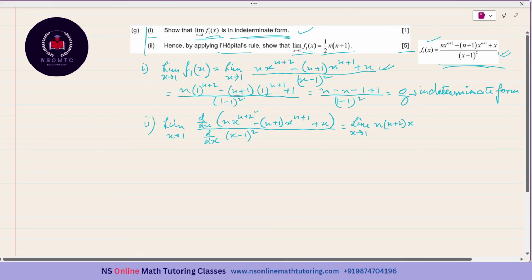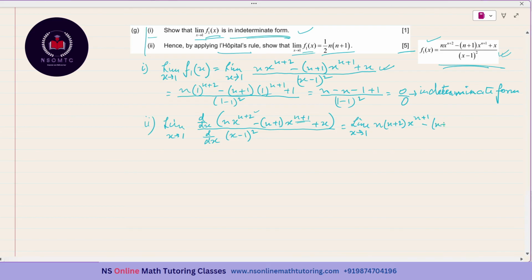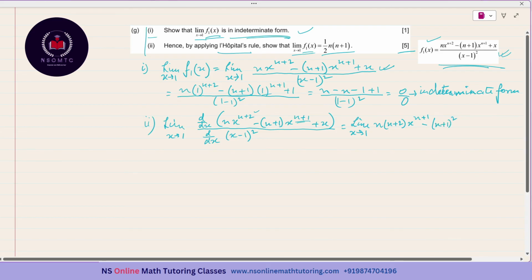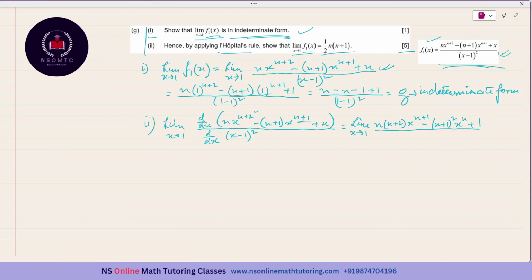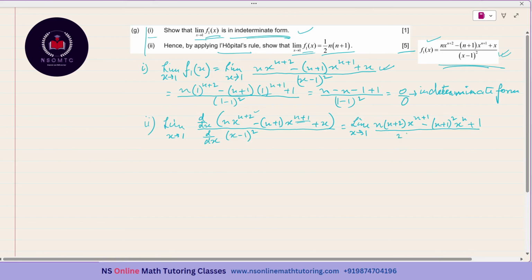And x raised to the power of n plus 2 minus 1 is n plus 1. This one, second one, n plus 1 comes down, so it is minus n plus 1 whole square. And x to the power of n plus 1 minus 1 is x to the power of n. And plus x, the derivative is plus 1. Over derivative of this is 2 times x minus 1. And the derivative of x minus 1 is 1.